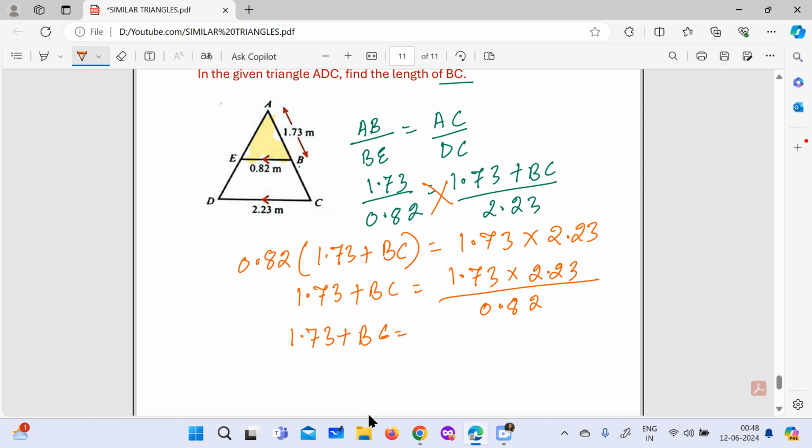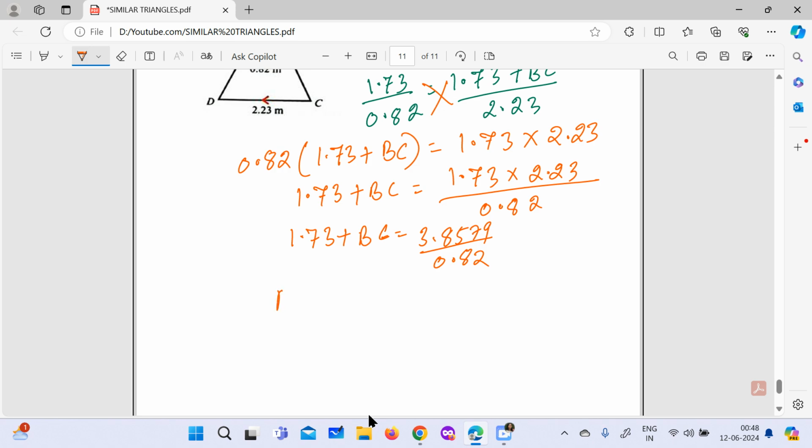equals, this one we multiply and we get 3.8579 over 0.82. And now we further solve it, so you will get BC equals, and you can solve this in your calculator, so you get 4.70, and this 1.73 will transpose and become minus 1.73, and then BC equals 2.97, and this is done.